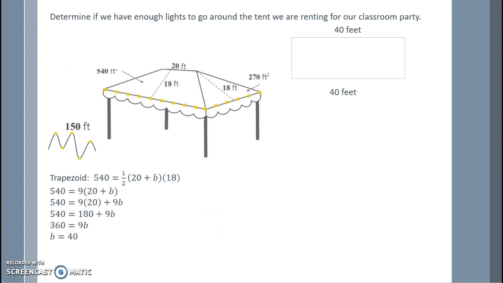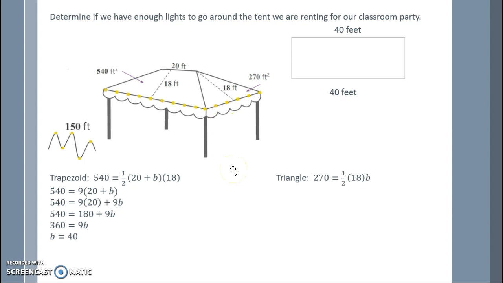So then I drew a rectangle up here to signify the top of our tent. So I know that this length and this length are 40. Now we need the corners of our tent, which are triangles. The area of a triangle we know is half times base times height. We know the area, which is given, and we know the height of our triangle is 18 feet.